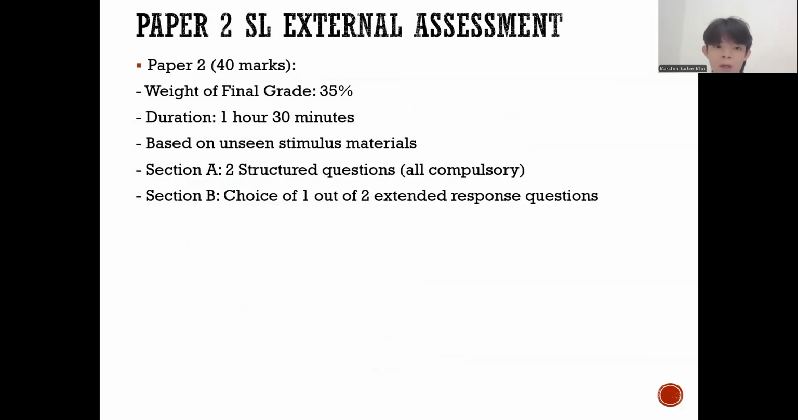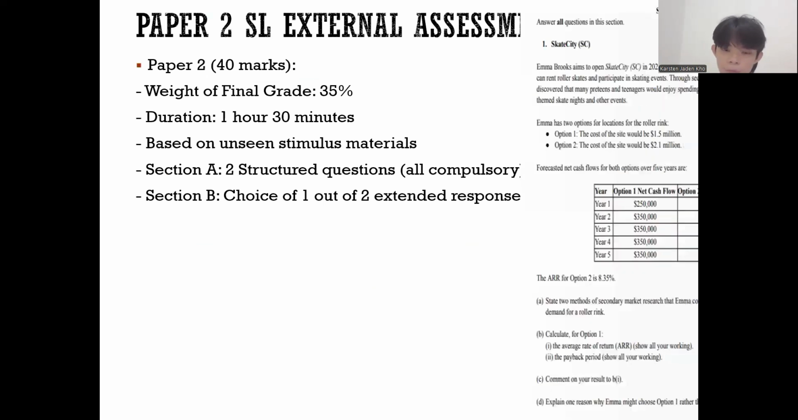So now for paper 2 SL, it's worth 40 marks, where the weight of the final grade is 35%. The duration of the exam is 1 hour and 30 minutes. So for section A, there will be two structured questions. All are compulsory and need to be answered. Where for section B, there are two extended response questions, where students are expected to choose one and answer it.